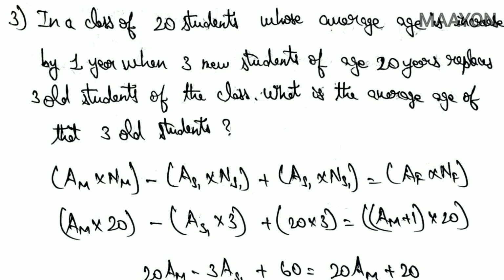Let's frame the equation. AM, the average of main group into number of terms in the main group, subtracted by average of subgroup 1 into number of terms in the subgroup 1, then average of subgroup 2 into number of terms in the subgroup 2 equals to average of final group into number of terms in the final group. Then substituting the values, here the main group is 20 students, so we are writing the number of terms as 20.